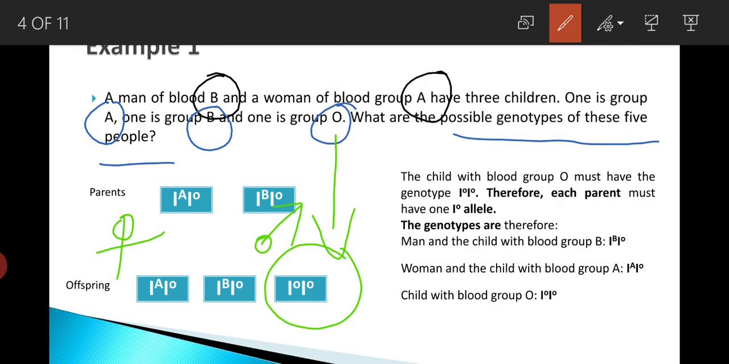Then the genotypes of our other children are: the child with group A will have the genotype IAI0, and the second child will have the genotype IBI0. So in this way, knowing the blood type groups of the children and the parents, we are able to know the possible genotypes of the 5 people.